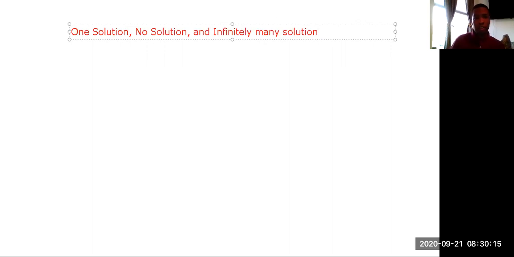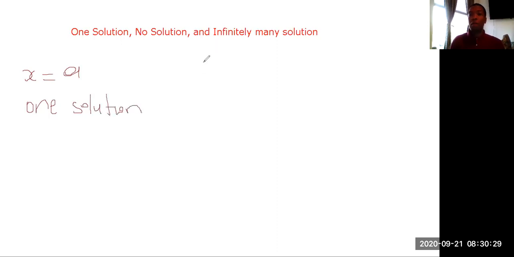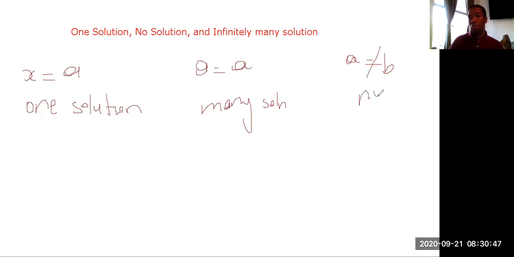All right, so the first question we're going to look at, and just to review what the criteria are. If I have x equal to a, I know that's one solution, a being a real number. If they're both equal to each other, so for example, a equals a, many solutions. And we'll see what a is soon. Or if a is equal to b, and we know that's not true, then it's no solution.